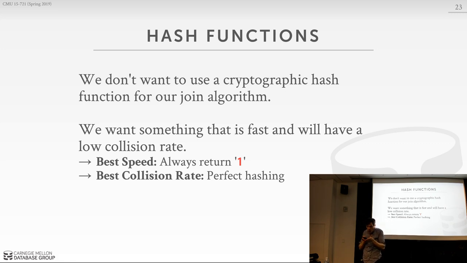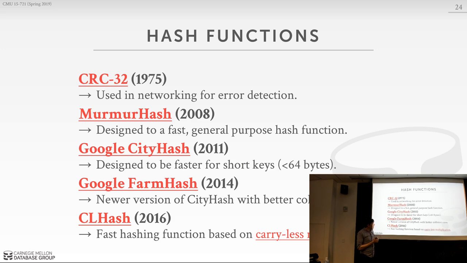So the goal here is we want to pick something in between that has good performance but a low collision rate. There's a bunch of different hash functions that people use in database systems for doing joins. Probably the oldest one you could possibly use is CRC32 or CRC64. The CRC algorithm itself goes back to 1961, but in 1975 is when the 32-bit version came out. This is what people actually use in networking for error detection on packets and things like that. But it's essentially the same thing as a hash function. It's taking some arbitrary key of an arbitrary length and producing a semi-random value. So there are actually some systems that are using CRC32 for hashing.